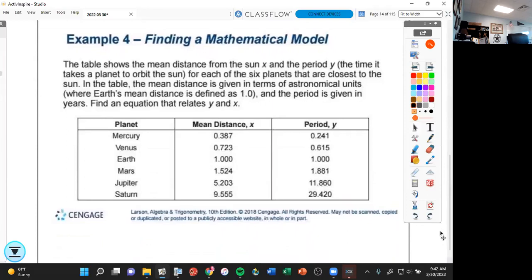The table shows the mean distance from the sun, x, and the period, y, which is the time it takes the planet to orbit the sun, for each of the 6 planets that are closest to the sun. In the table, the mean distance is given in terms of astronomical units, where the mean distance of the Earth is defined as 1. The period is given in years. Find an equation that relates y and x.